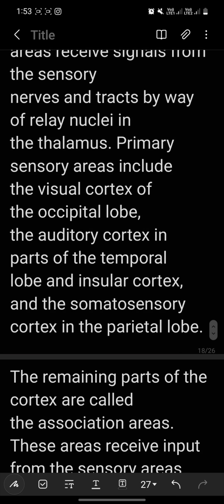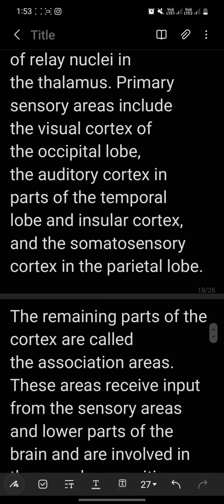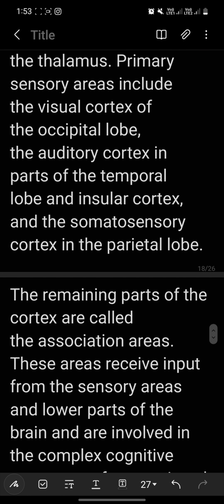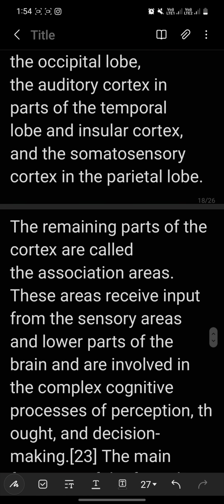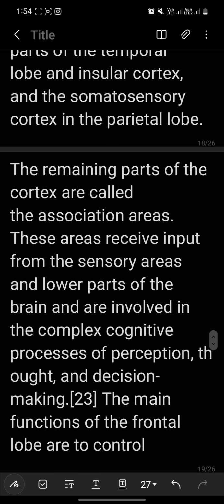The remaining parts of the cortex are called the association areas. These areas receive input from the sensory areas and lower parts of the brain and are involved in the complex cognitive processes of perception, thought, and decision making.